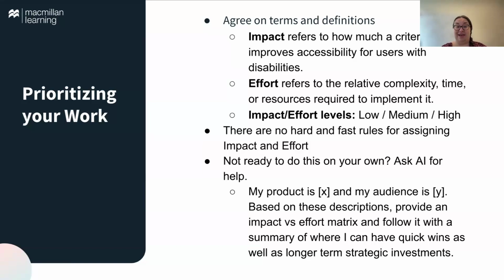So you can prompt the AI with something like, my product is X. For us, it would be the Achieve learning platform. And my audience is Y. So college students from freshman to senior year. And then based on these descriptions, provide an impact versus effort matrix and follow it with a summary of where I can have quick wins, as well as longer-term strategic investments.